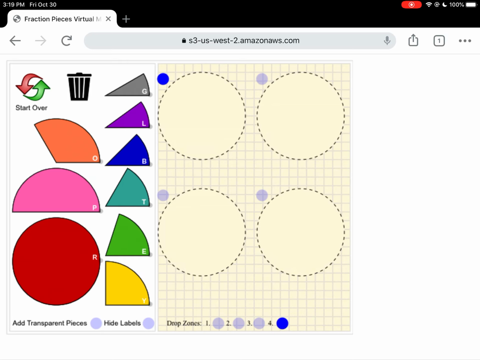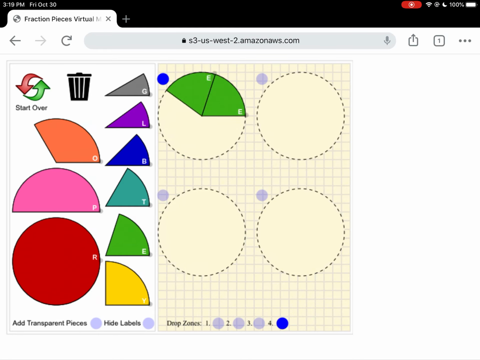The fifth is gonna have to be a little bit larger. Let's see if this one is a fifth. If five of these pieces make the whole, and they do. Okay, so the green is 1/5. Each green wedge is 1/5 of a whole. And we have a total of 2/5 gallons. So let's put 2 in there.